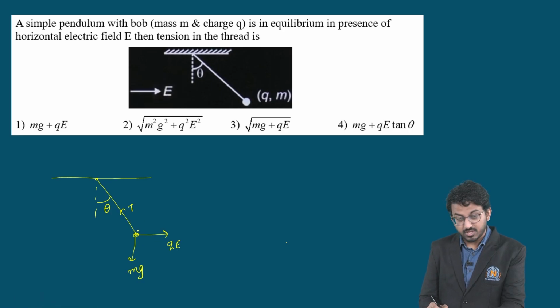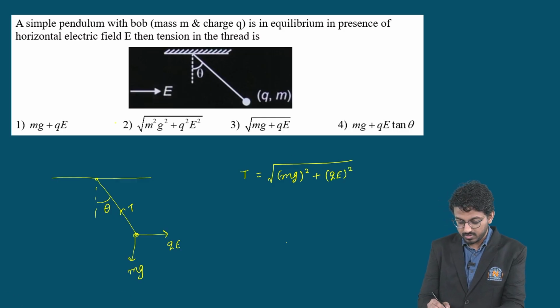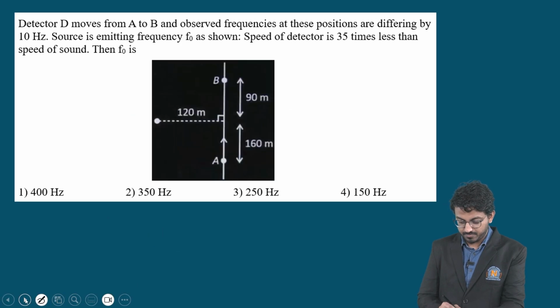So net force on this particle is 0. Therefore, tension is going to be equal to the resultant of mg and QE. So the answer here comes out to be the second option here. Going to the next question.